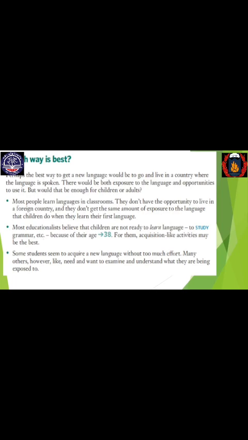So most educationists believe that children are not ready to learn language and to study grammar because of their age. That's why the important thing is to give acquisition-like activities to the children instead of teaching pure grammar. The second point was the border.